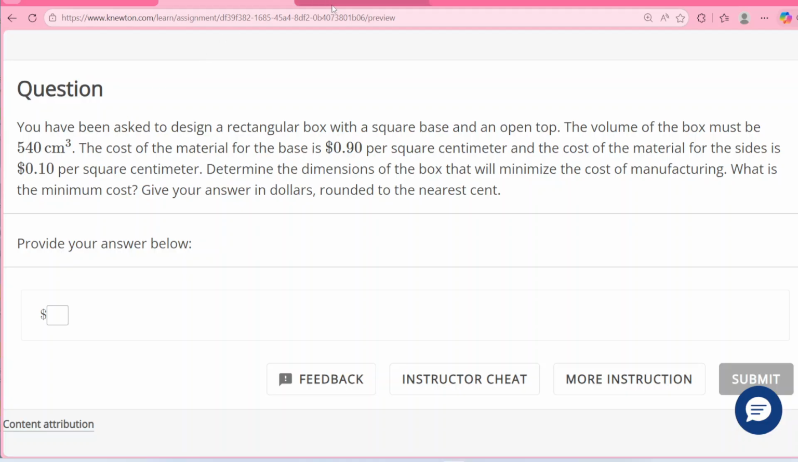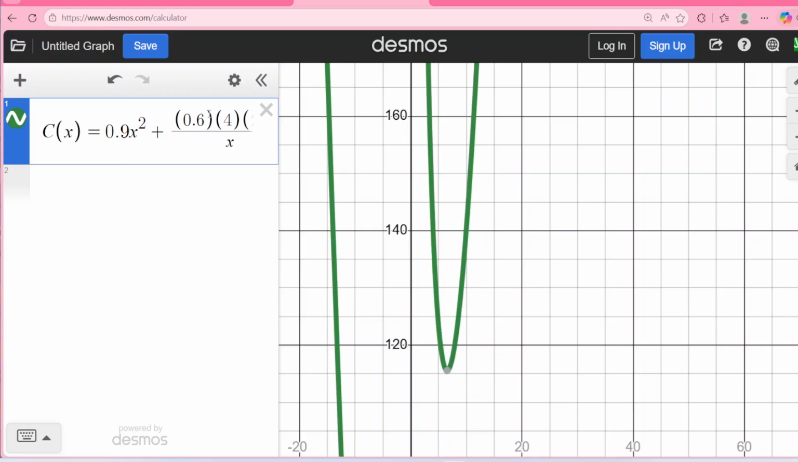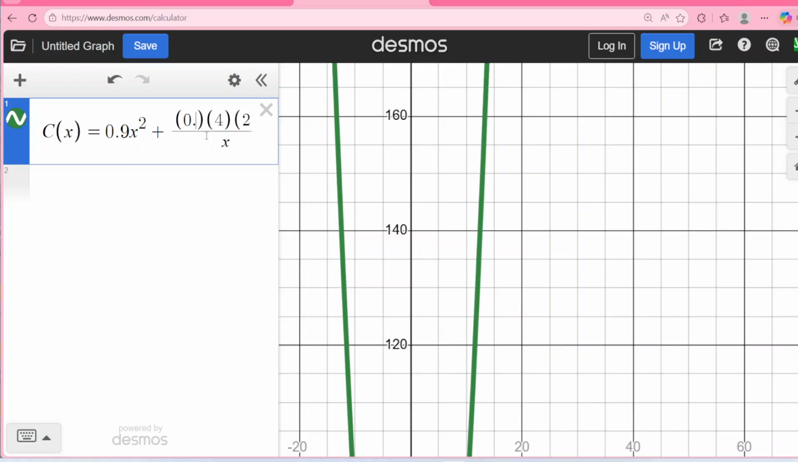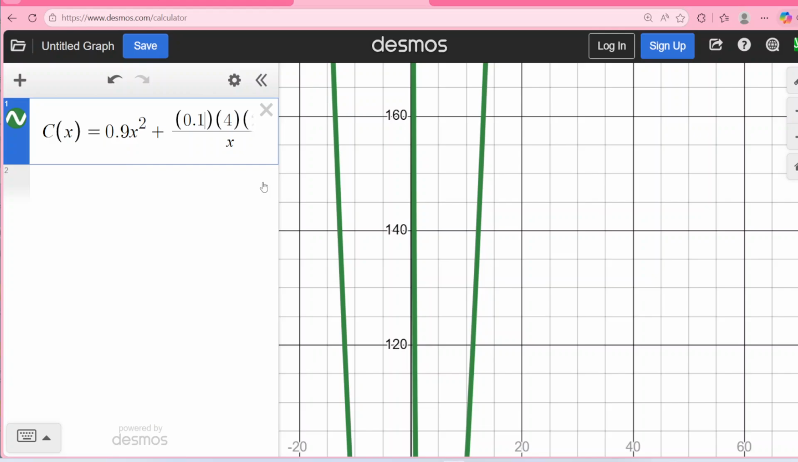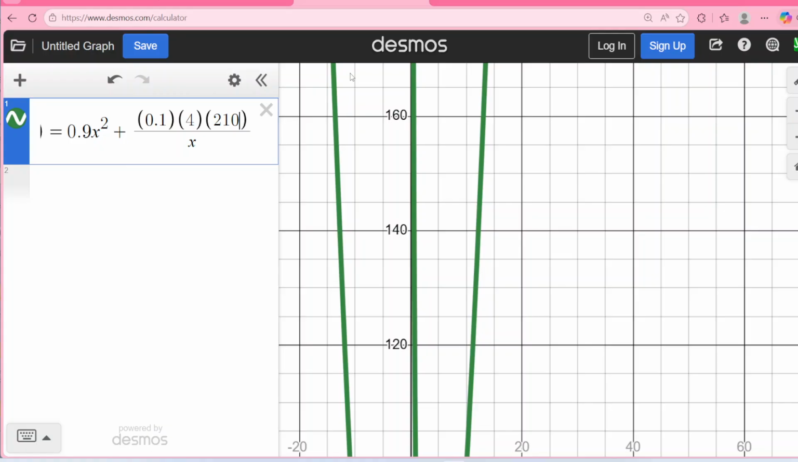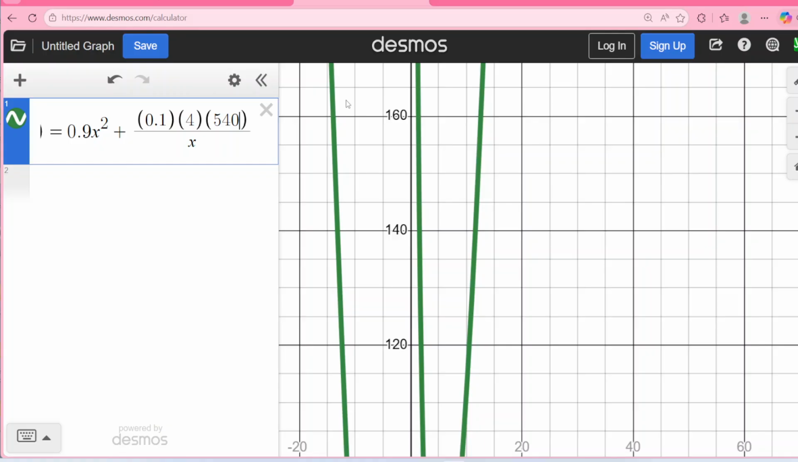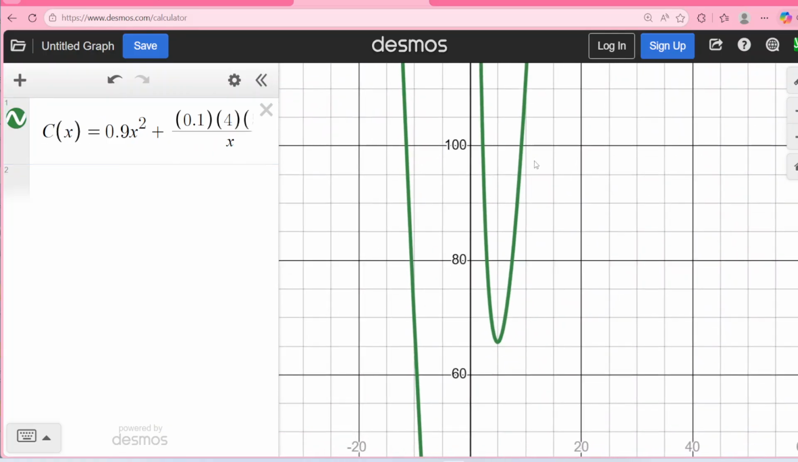So I would change that so instead of 0.7x squared, 0.9x squared. And then instead of 0.6 here, 60 cents for the sides, it's only 10 cents for the sides. And then the volume was supposed to be 210 in the last problem. Here, the volume of the box is supposed to be 540, so I'm kind of glad I wrote it this way. So now I just replace that 210 with 540, and here we go.